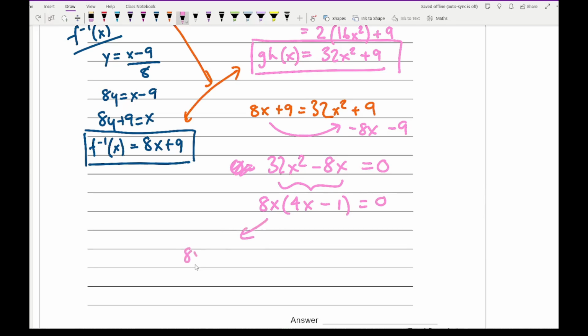So either 8x equals 0, in which x equals 0, or 4x minus 1 equals 0, in which I'm going to get 4x equal to 1, so x equals a quarter. So my answer is either going to be 0 or a quarter, or 0.25 if you want to go the decimal route.